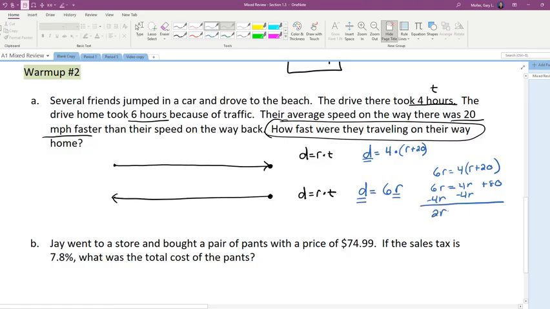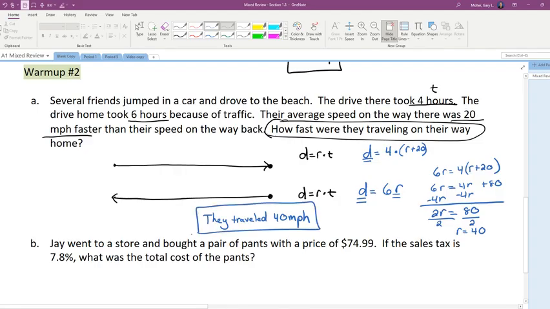So we get 2R equals 80. And I divide by 2. And I get that my rate is equal to 40. So let's answer the question. How fast were they traveling? They traveled 40 miles per hour. So then that means they did 60 miles per hour on the way there. All right, part B.